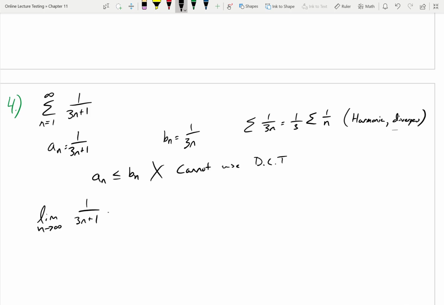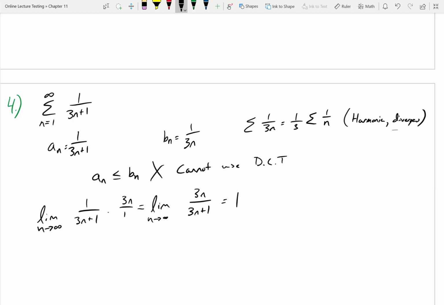But if we look at the limit as n approaches infinity of a sub n divided by b sub n, so 1 over 3 to the n plus 1 times the reciprocal of b sub n, keep, change, flip, then I'm ready to go, because then I get 3 to the n over 3 to the n plus 1. In the end, I get the value of 1.